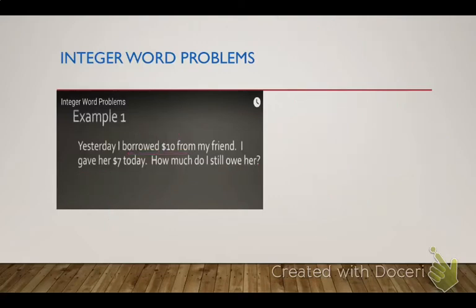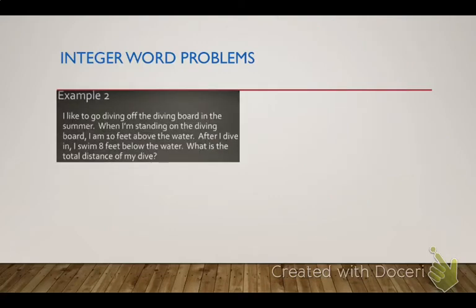All right, let's move on. Example number 2. I like to go diving off the diving board in the summer. And when I'm standing on the diving board, I am 10 feet above the water. After I dive in, I swim 8 feet below the water. What is the total distance of my dive? Well, first of all, I'm probably going to have to do a little drawing here just to make sure everybody knows what I'm talking about.